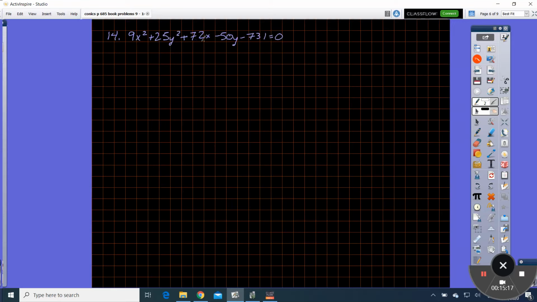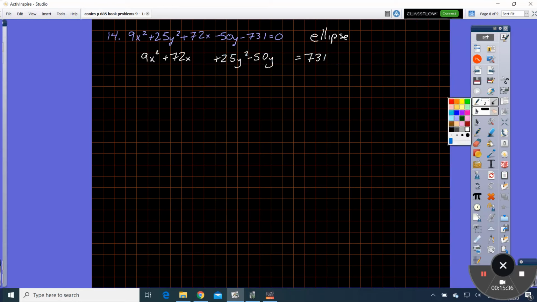So number 14, it's a plus between these, so I know it's going to be an ellipse because they are different numbers. So I have 9x squared plus 72x plus 25y squared minus 50y equals 731. So now I take out a 9 from each of those, so I get x squared plus 8x. Leave some room, take a 25 out of each of those. That leaves me with y squared minus 2y. Leave a little room, equals 731.